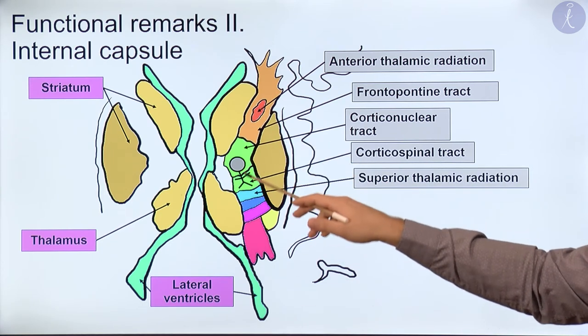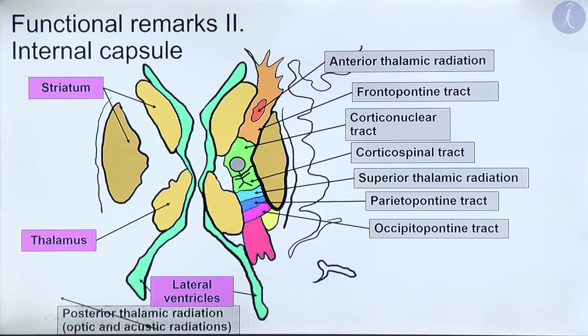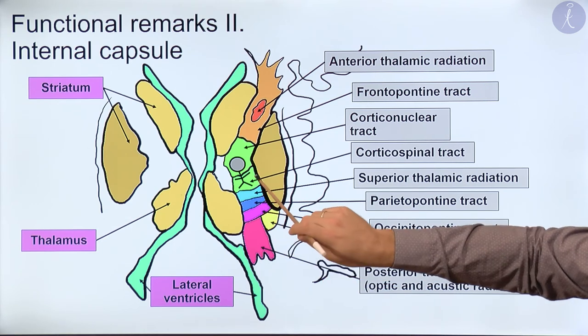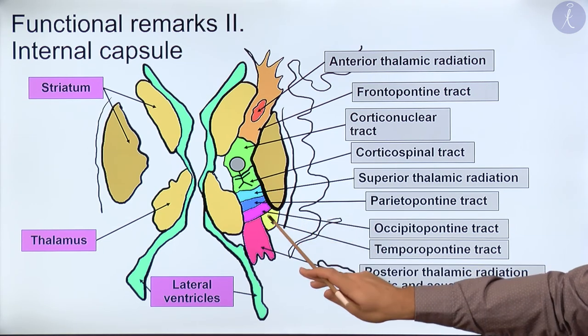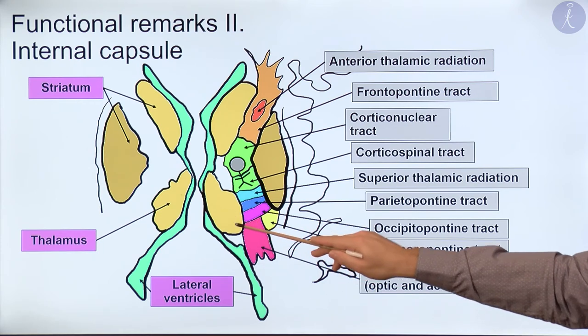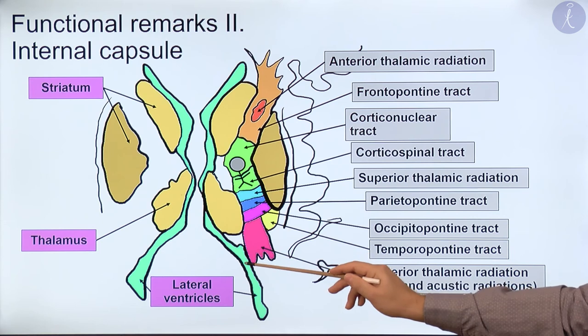After these tracts, we can find the superior thalamic radiation, and then we find three different tracts which come from the parietal lobe, occipital lobe, and temporal lobe to communicate with the cerebellum via the pons. These tracts are the parietopontine, occipitopontine, and temporopontine tracts. Finally, going a little bit back to the thalamus, we can find the posterior thalamic radiation.